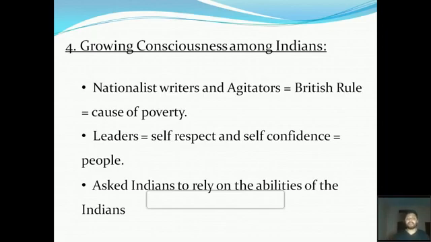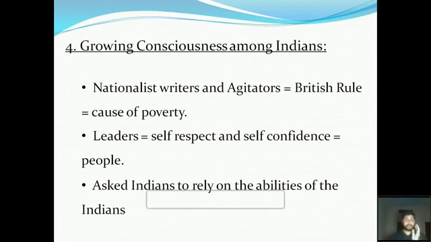And the nationalist leaders charged the people with self-respect and self-confidence. They prepared the people with self-respect and self-confidence. That's why people were ready to follow any of the instructions told by their leaders. And again, they asked Indians to rely on the abilities of Indians, and urged the people to fight against the British.